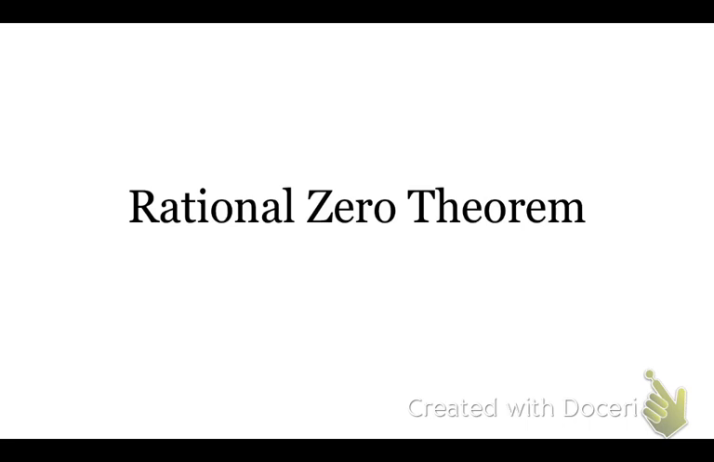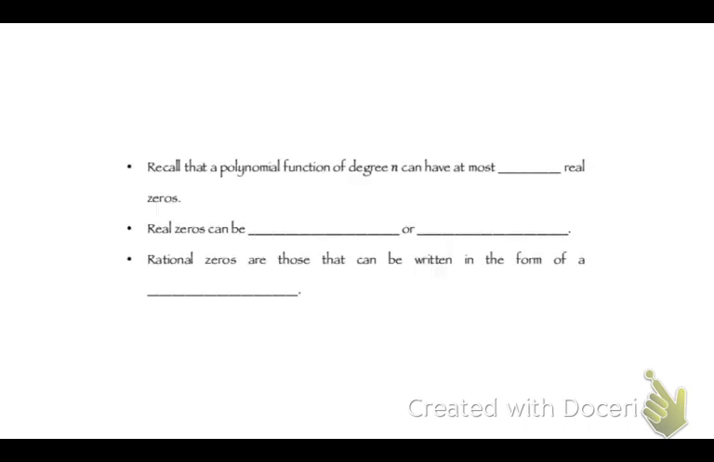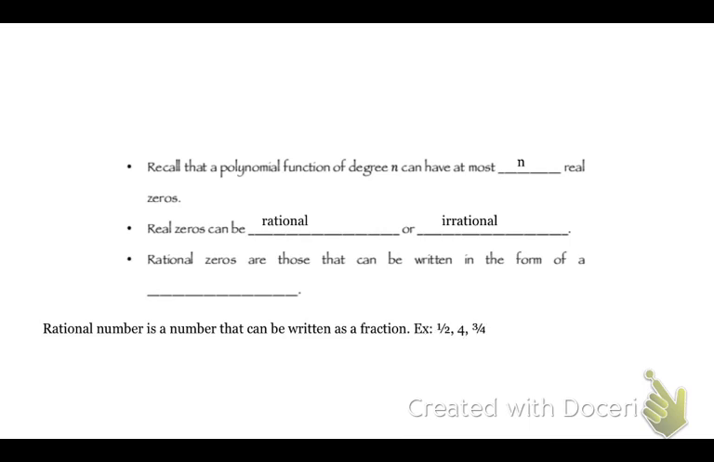So, rational zero theorem. This is so fun. Recall that a polynomial function of degree n can have at most n real zeros. Real zeros can be rational or irrational. To be rational means that a number can be written as a fraction. So that would be like 1/2, 4, 3/4, 7/9, 100/101, whatever, but it can be written as a fraction.